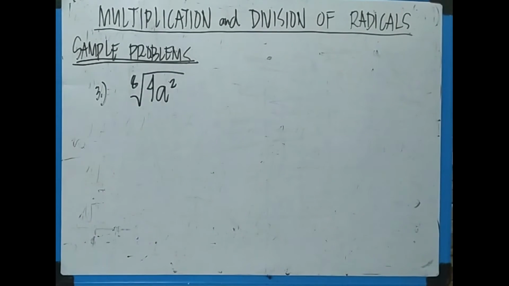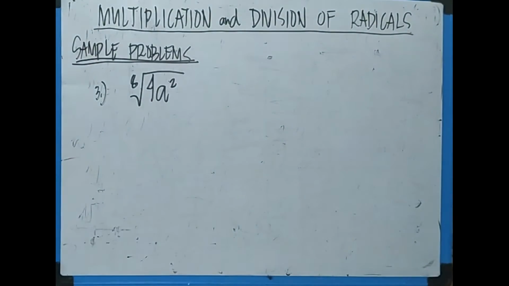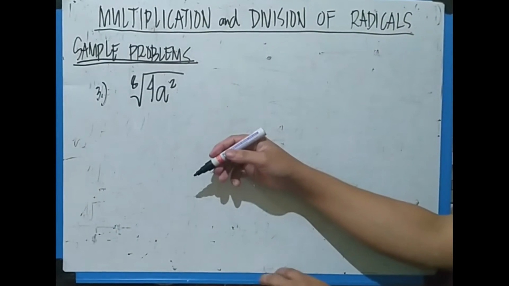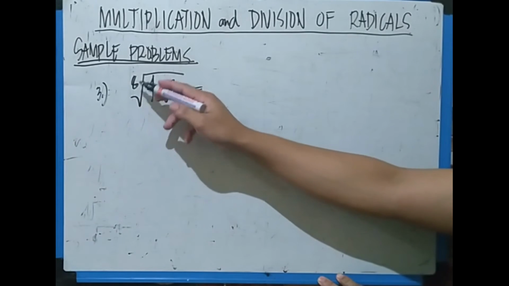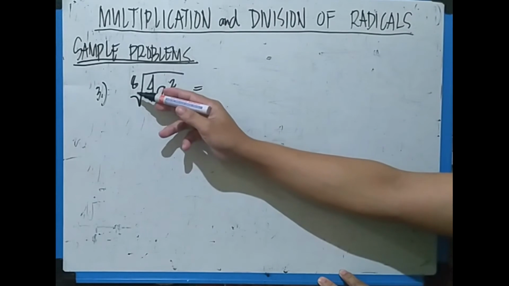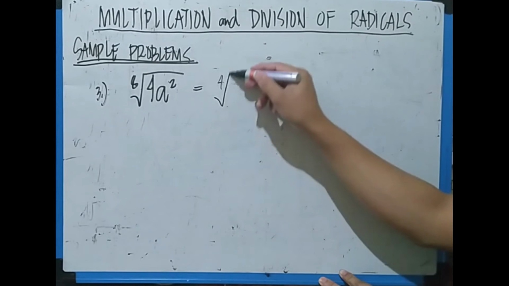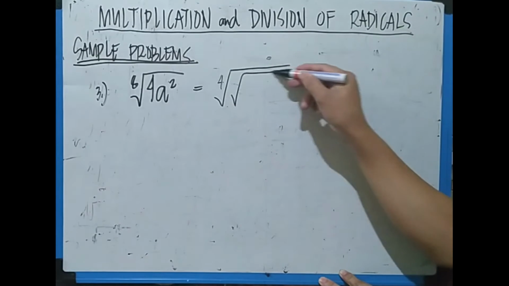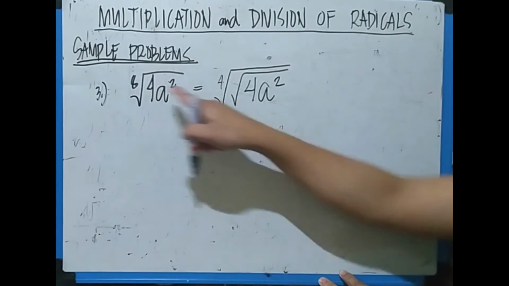Okay, number 3 problem, we have the 8th root of 4a squared. So, ang target natin actually, pwede na mag-multiply ng index dito, no? So, i-simplify lang natin siya. This is to be simplified as, ang 8th root guys, pwede natin siyang i-simplify as the smallest index na lang, no? So, 8 is equivalent to 4 times 2. So, pwede natin sabihin na this is equivalent to 4th root of the square root of 4a squared.